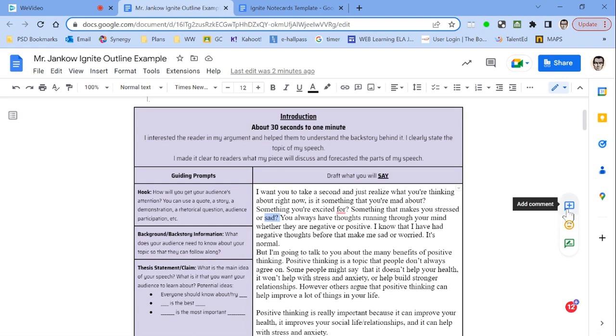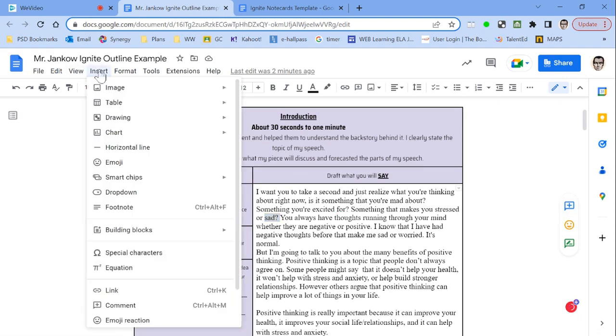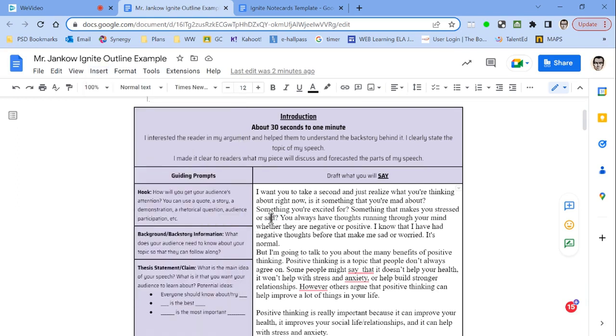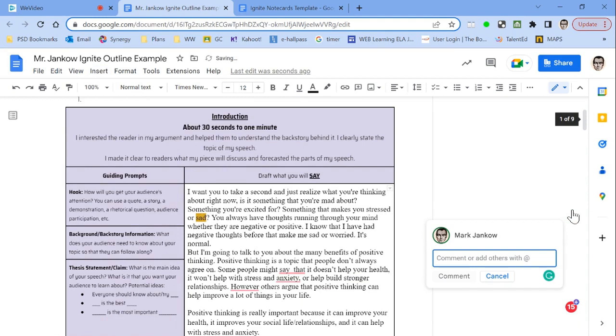And I'm going to go over to this little comment section. Now, if you don't have that, I think you can also go to insert and down to comments at the very bottom, or you can do Control-Alt-M. But I'm just going to use that little comment button here. And I'm going to make a comment that says slide 1.